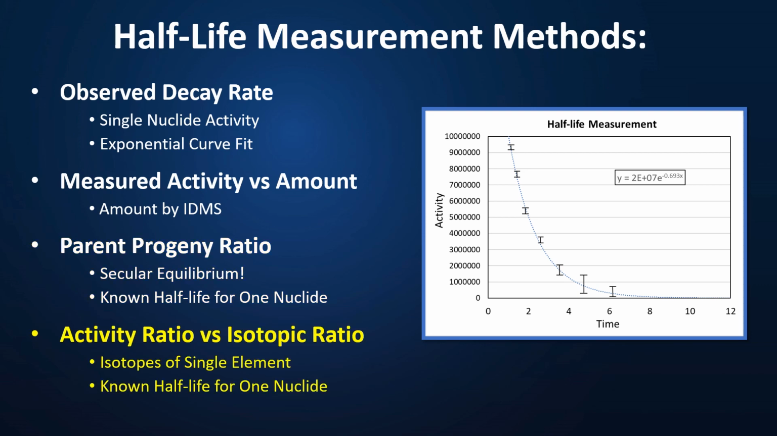A third method for determining half-life using mass spectrometry incorporates components of the previously described methods. For this method, the isotopic ratio and the activity ratio is measured for a pair of nuclides. It is not necessary for these nuclides to be in secular equilibrium. In fact, they don't need to be part of the same decay chain. It is, however, necessary to know the half-life of one of the two nuclides, and both the activity ratio and the atom ratio need to be precisely and accurately measured.